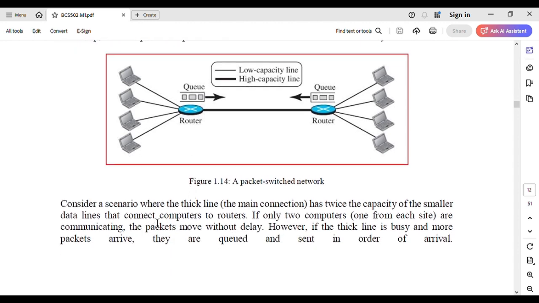Consider a scenario where the thick line has twice the capacity of the smaller data lines that connect computer to router. If only two computers are communicating, the packets move without delay. However, if the thick line is busy and more packets arrive, they are queued and then sent in the order of arrival. Just now I told you the importance of the queue.